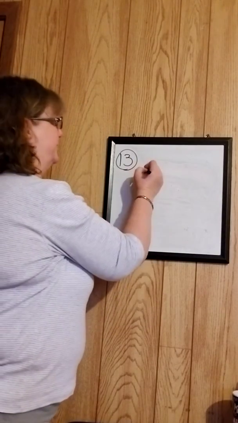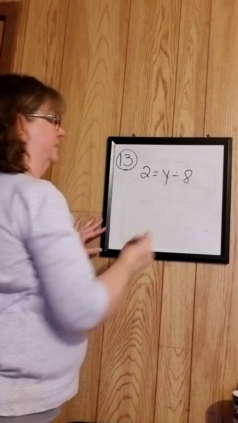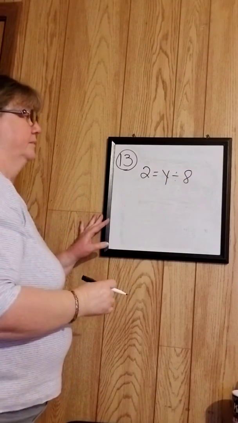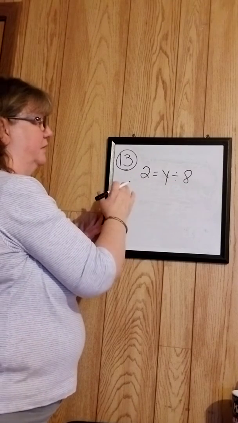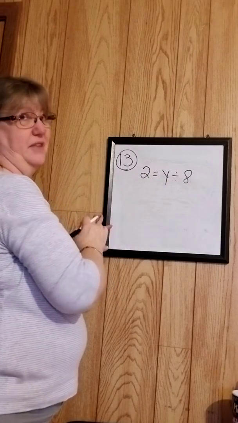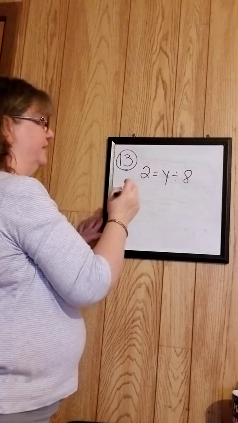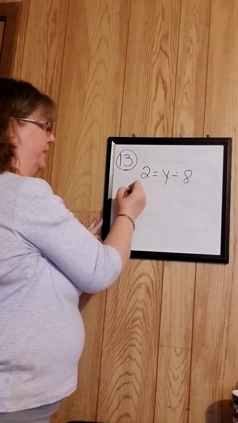Number 13, 2 equals y divided by 8. Now, sometimes with these, you might simply say, well, this is a fact family and stick a 4 in here, but that's not the right way to work this. This is why you have to use the inverse. So the inverse of division is multiplication.